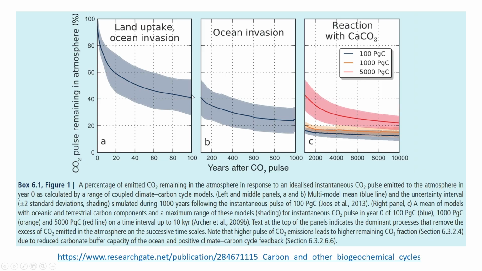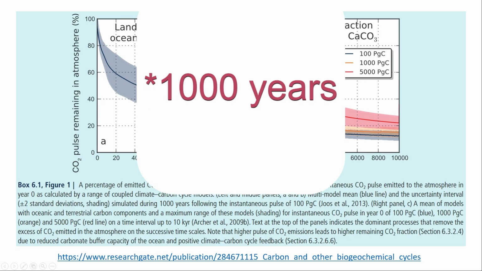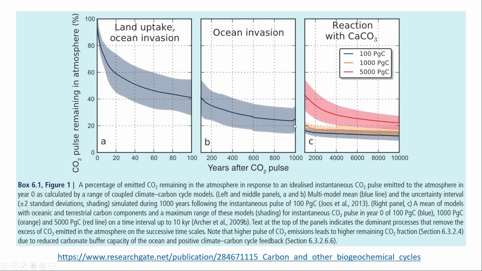We're only down to about 40% of that initial pulse at 100 years into the future. So you pulse some CO2 into the atmosphere, 100 years later, 40% of that will remain. Then you can see at 1,000 years, a little bit more than 20% will remain. Then as we go to 10,000, we can see that we're at maybe 15%. So even after 10,000 years, 15% of your initial CO2 pulse will still be in the atmosphere.